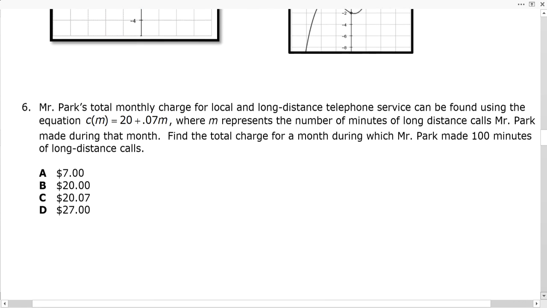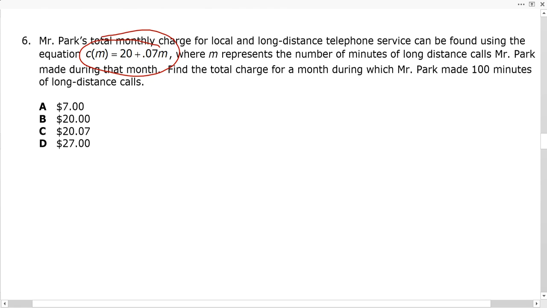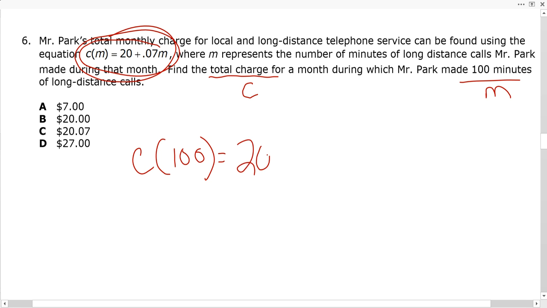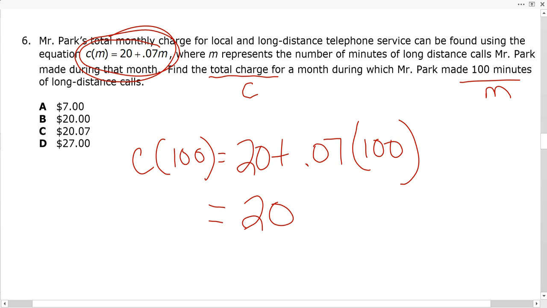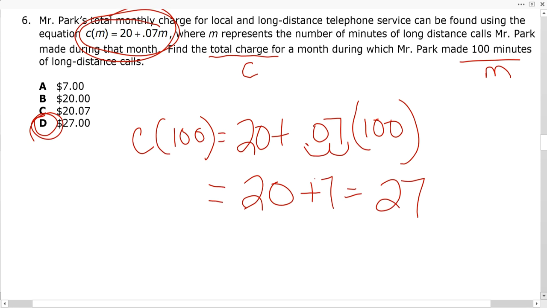Okay, number 6. I like these problems that have formulas because I pretty much don't have to read anything. They already gave me the equation. So I'm looking for total charges. I know that's my C. 100 minutes, that's my M. So I have C at 100 equals 20 plus 0.07 times 100. And I know you guys remember that if you have 0.07, multiplying by 100 is the same as moving the decimal 2 places to the right. So I have 20 plus 7, which is 27. If you pick C, give yourself a big frowny face. Boo.